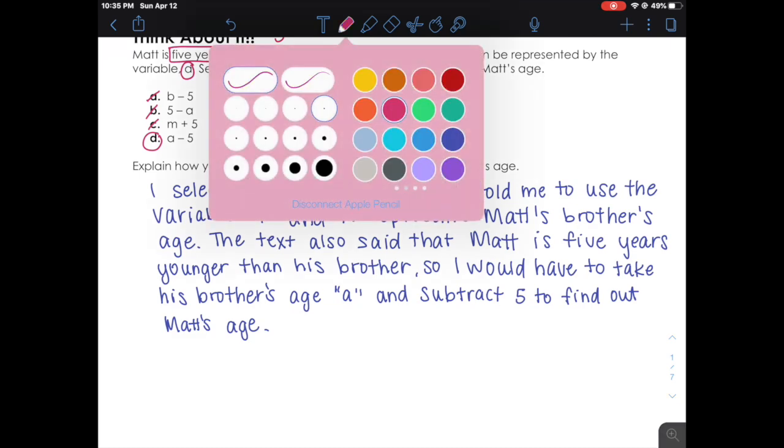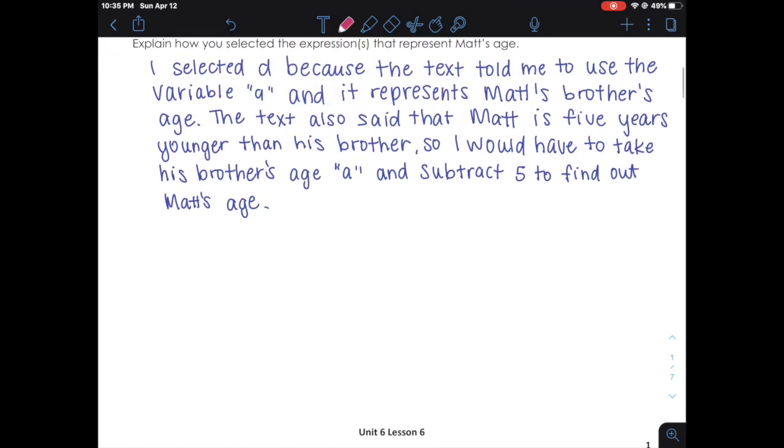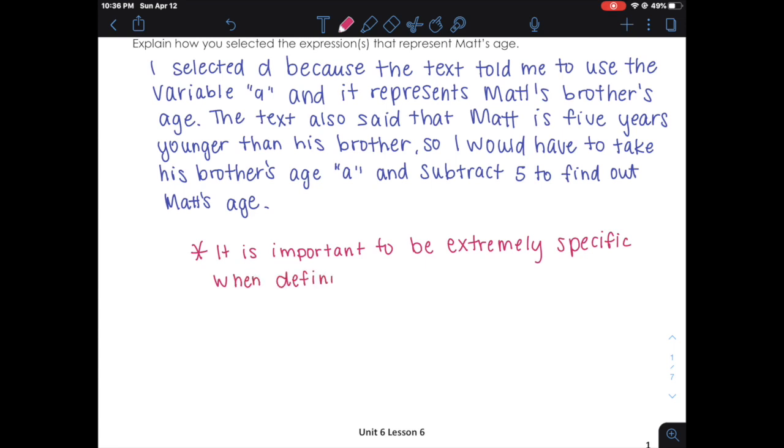So one big key thing that this is basically trying to tell you guys is that it's important to be extremely specific when stating what your variable is. You want to make sure it correctly represents the context given.